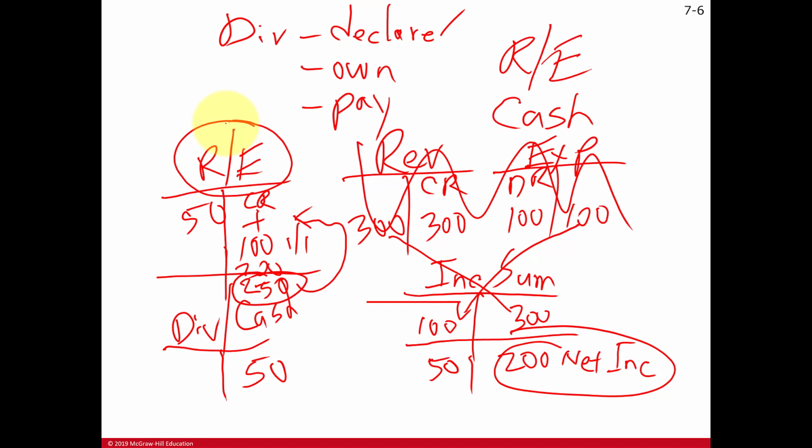If you try to make a distribution and it goes below zero, technically that's not a reduction of the retained earnings or accumulated earnings and profits. In other words, it cannot go below zero when you make a dividend distribution. It can go below zero if you have a net loss over here.